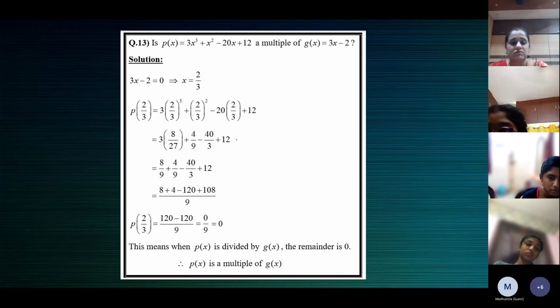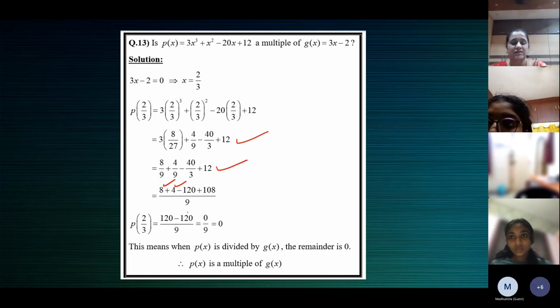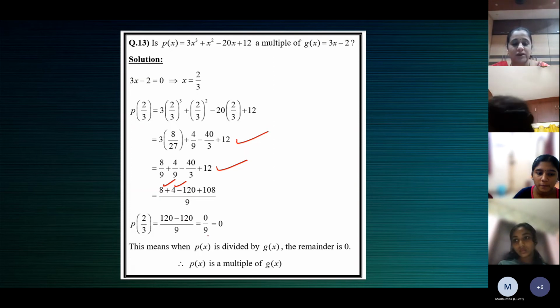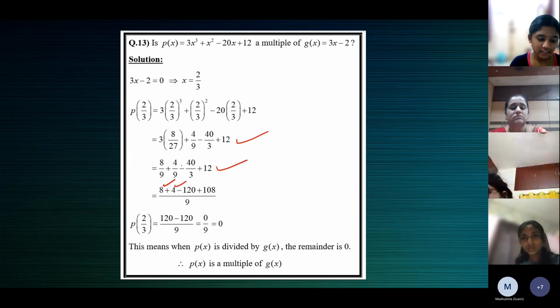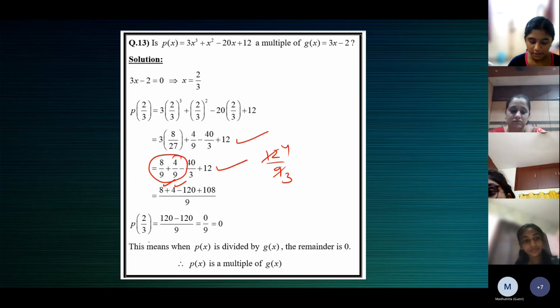So just as Tanishka said, I've taken up the LCM. LCM 9. So 8 plus 4, you understand LCM. So I've got 120 minus 120 by 9, which is 0 by 9, which is 0. Yes? Ma'am, but I just did 8 by 9 plus 4 by 9, so I got 12 by 9 and I reduced it, ma'am. Yeah, that's also fine.